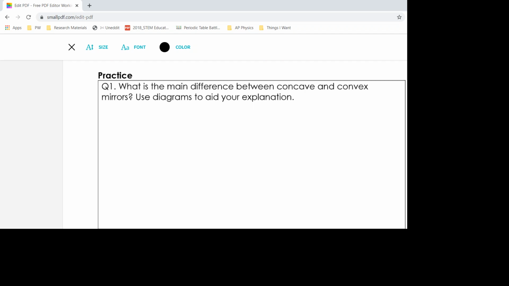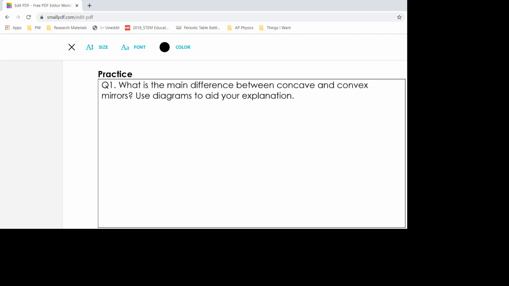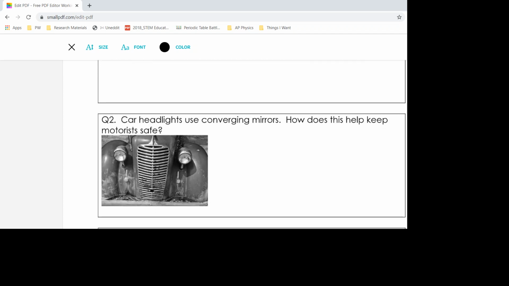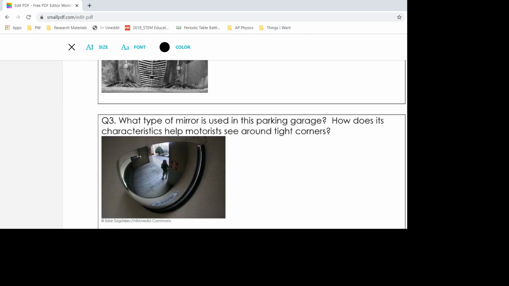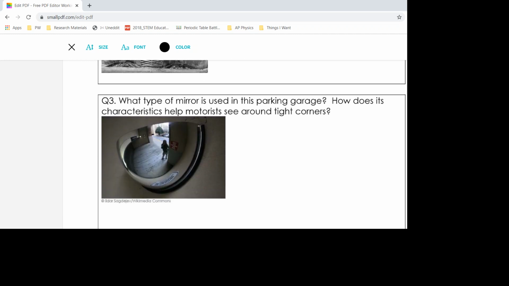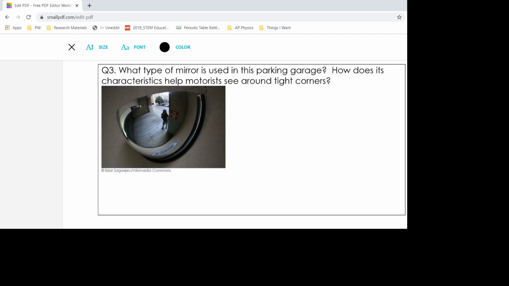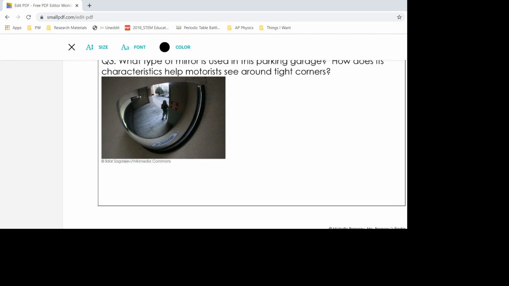What's the main difference between concave and convex mirrors? Use your diagrams that we just drew to aid in your explanation. Car headlights use converging mirrors or convex mirrors. No, concave, my bad. It's a Sunday. They use concave mirrors. How does this help keep motorists safe? Remember what I just talked about. What type of mirror is used in this parking garage, and how do its characteristics help motorists see around tight corners? So that's going to be your convex mirror this time.